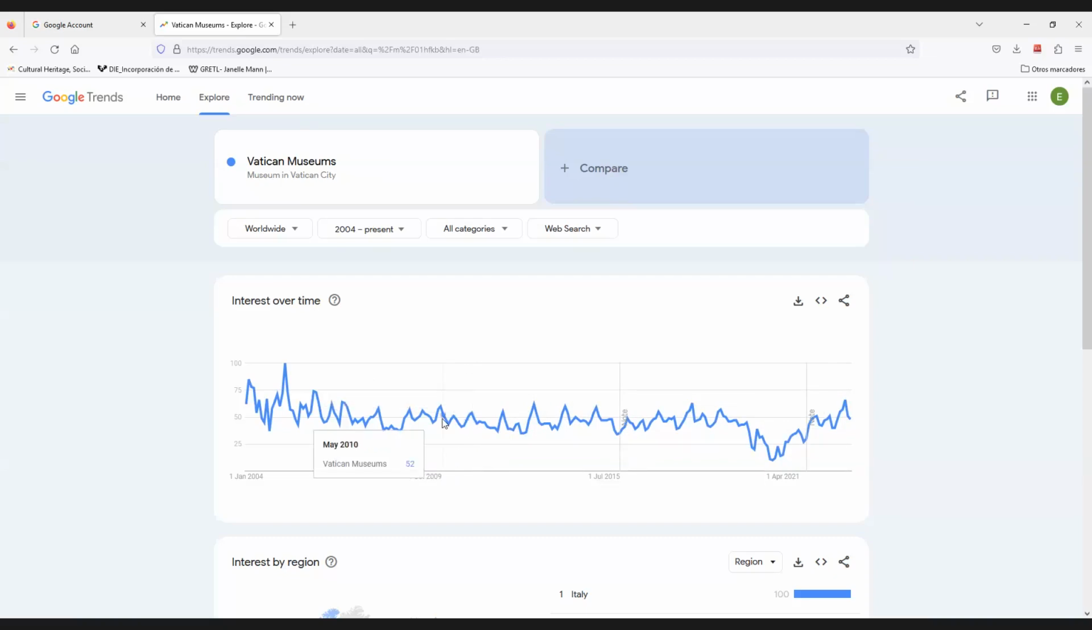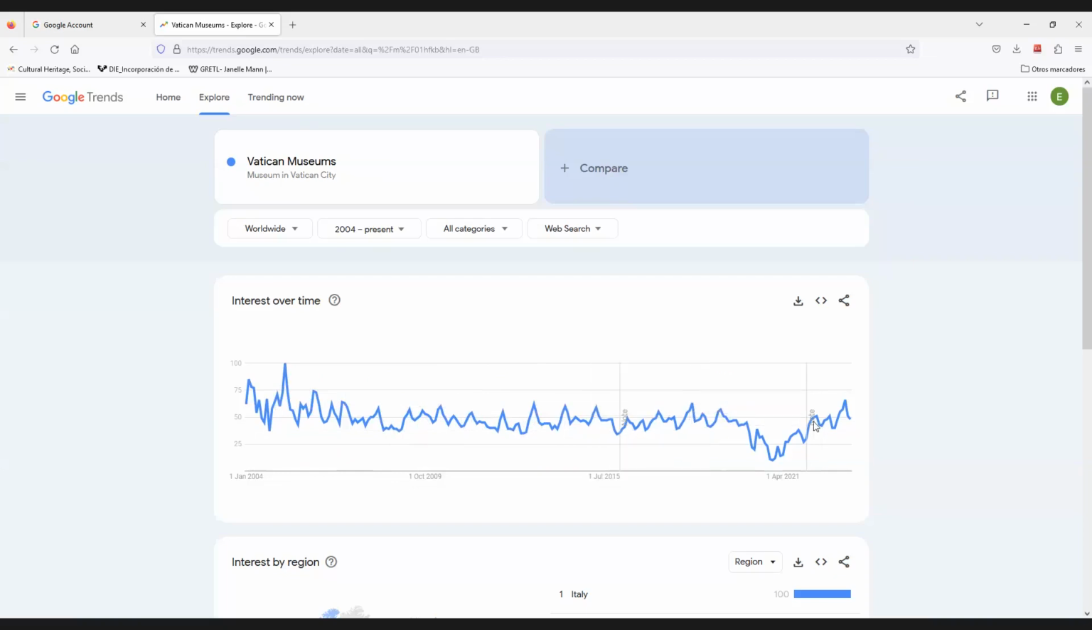April, because of the Easter holidays, okay? Can you see that this is September, but this is April again? Can you see the peaks, the maximums, always in April?